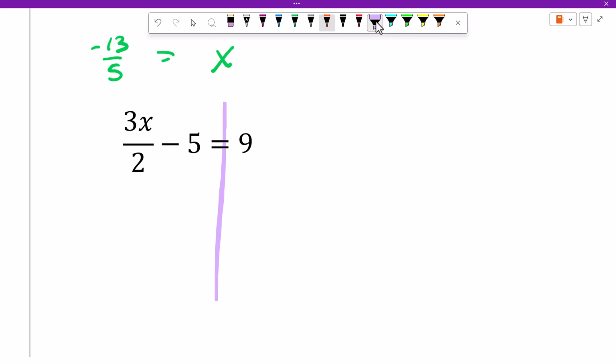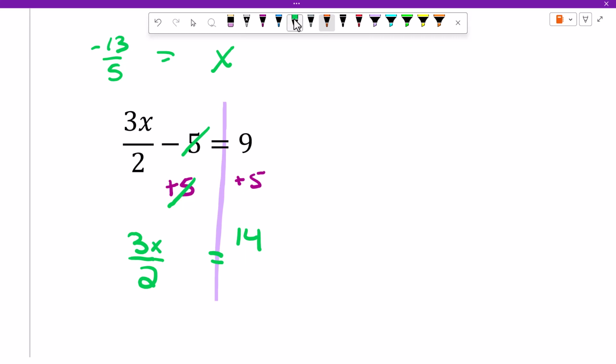Add. It's -5. Opposite is +5 on this side, +5 on that side. -5 and +5 makes a 0. That's how they cancel out. You're left with a 14 on this side. On the other side, 3x over 2, the equal sign. Okay.